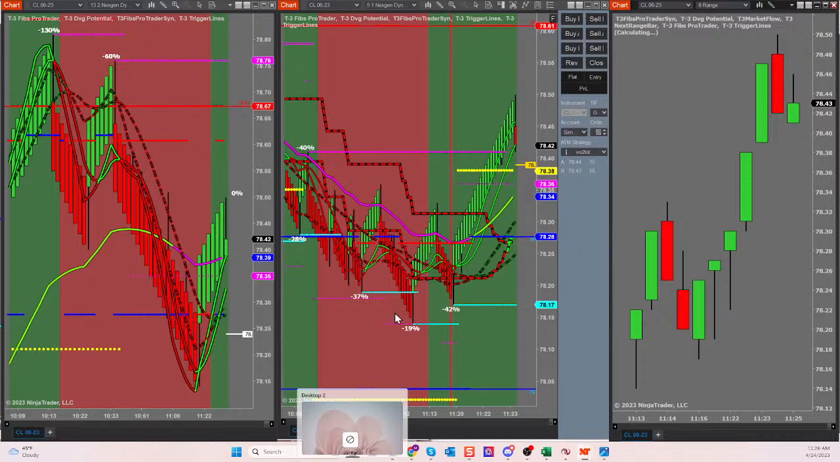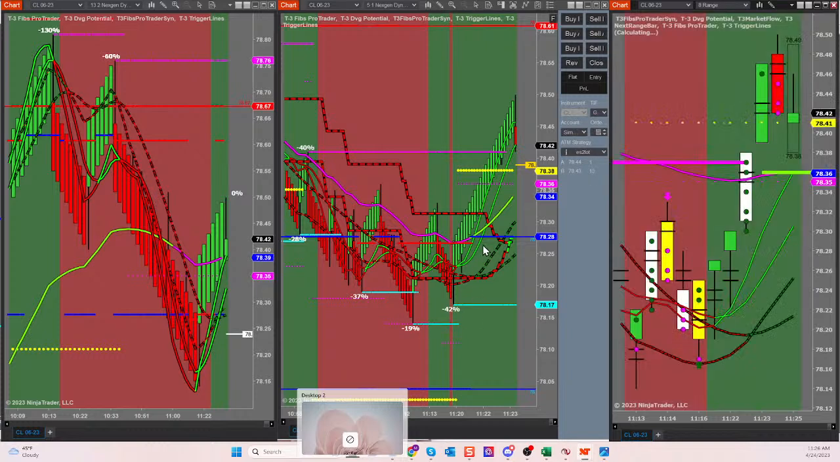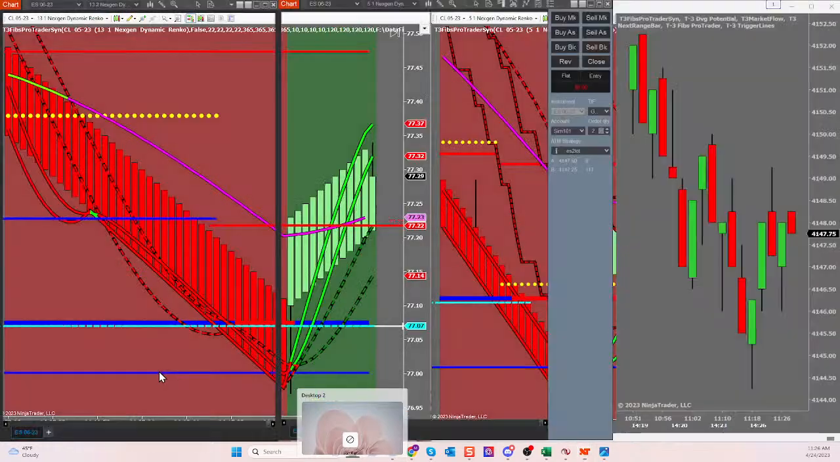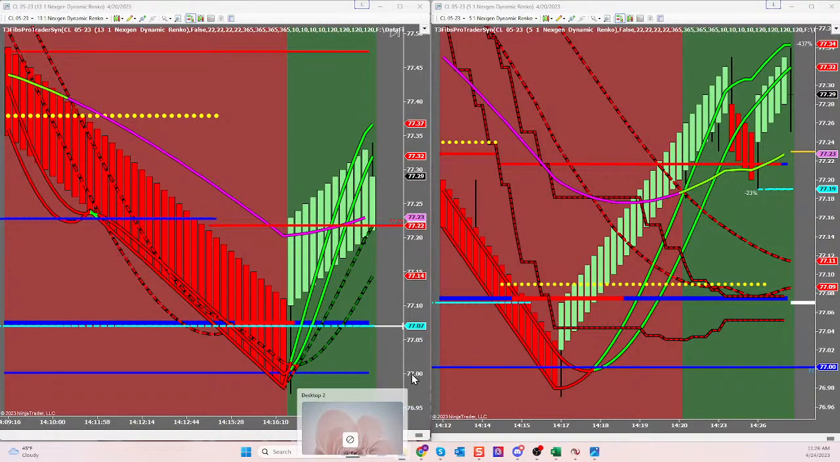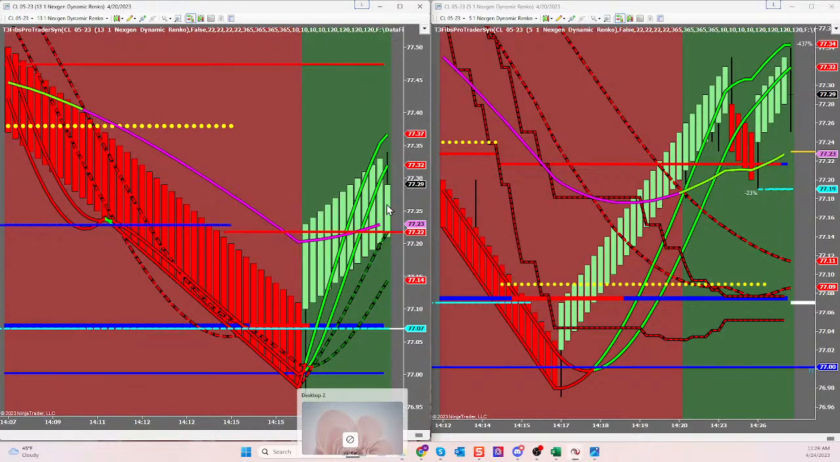50-50. 3 divergences. No reason to give that money back, right? Just no reason. Termination condition. Creating a full reversal.